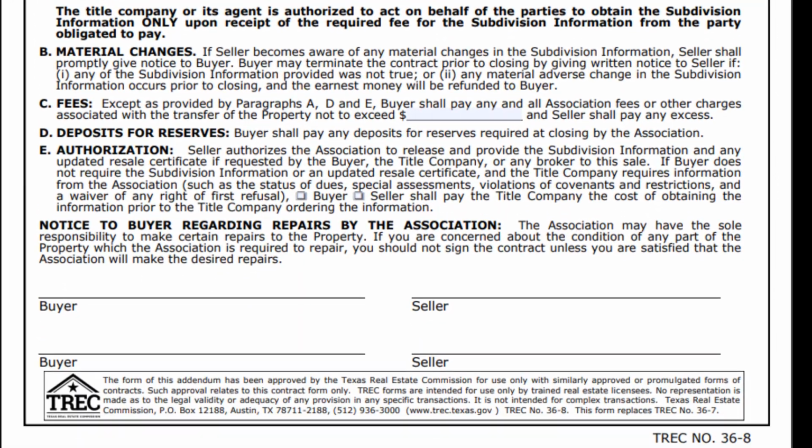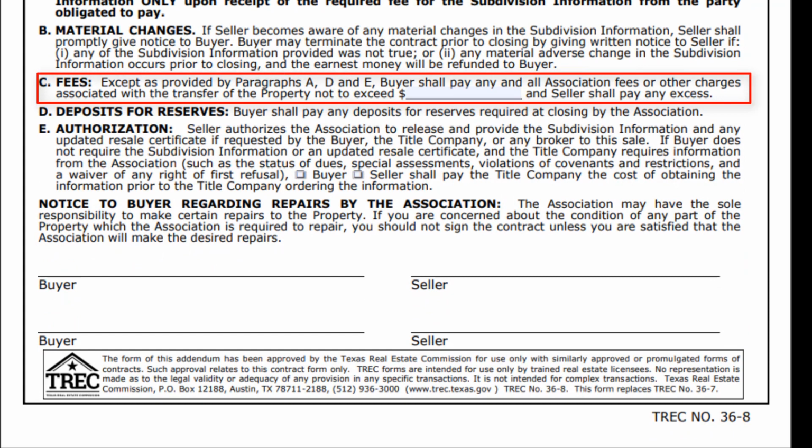Section C says fees. A little confusion here, so we'll go over this in more detail. Except as provided by paragraph A, D, and E, buyer shall pay any and all association fees or other charges associated with the transfer of the property not to exceed blank number of dollars, and seller shall pay any excess. So in this case, the dollar amount you're putting in here is limiting the amount of money that the buyer will pay to transfer into this, because the HOA is just like the government, has to get their piece of the pie. And so every time you sell a piece of property inside of an HOA, there are going to be transfer fees associated with that.